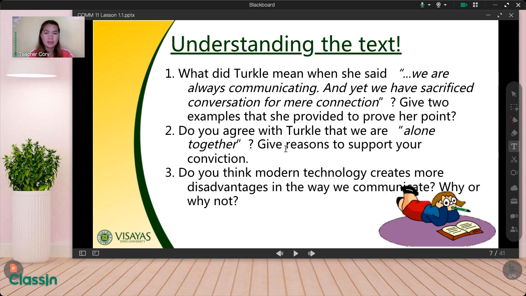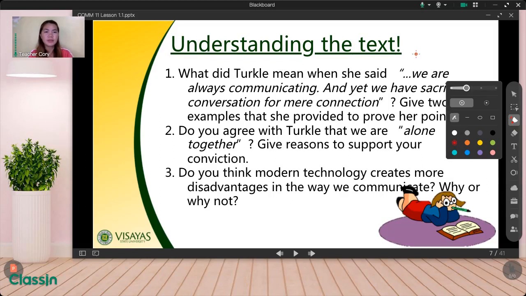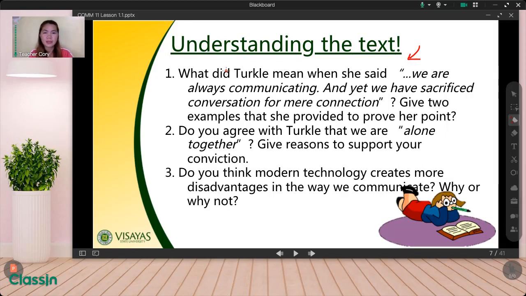So let me give also these questions. After you have read, I'll give this to you as your homework. After you have read the article, please answer these questions so you can reflect, and for me also to make sure that you have read the article, and we'll discuss this when we have finally met face to face. So, understanding the text, what did Turkle mean when she said we are always communicating and yet we have sacrificed conversation for mere connection?